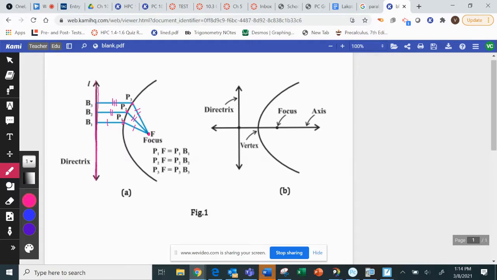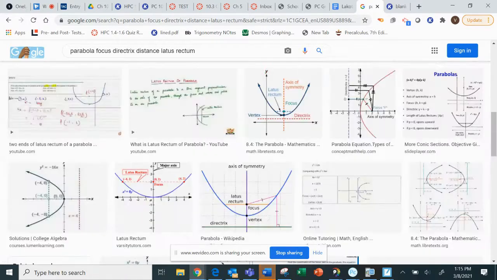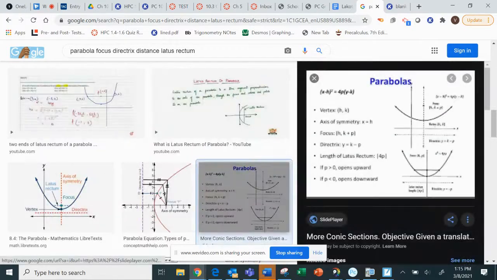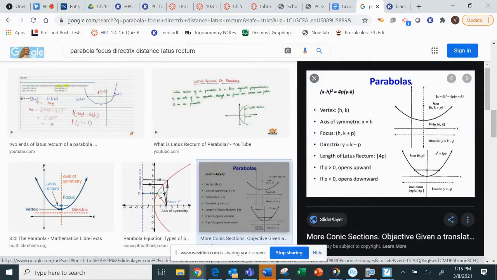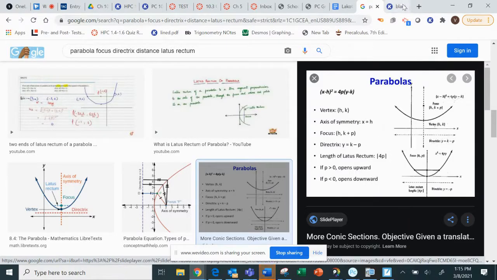Anyway, excuse me. Go to another picture here. I was trying to find one with the variables that we use. Maybe this one. You guys did this last year, by the way. So this is review.